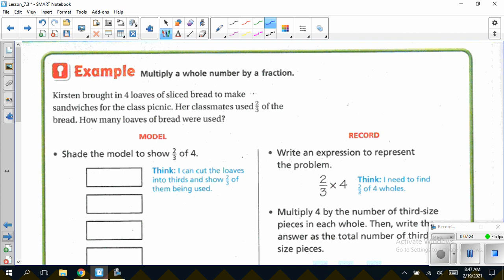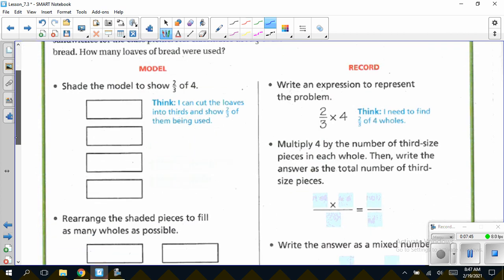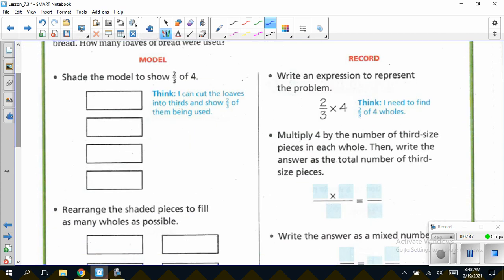Moving on to the next page. For this example, again, I have a whole number multiplying by a fraction. It says Kirsten brought in 4 loaves of sliced bread to make sandwiches for the class picnic. Her classmates used 2/3 of the bread. How many loaves of bread were used? So again, I can easily show this using a picture model, where if each loaf of bread is being represented by a rectangle, and if I'm using 2/3 of each loaf, I can break apart each loaf into 3 equal pieces.